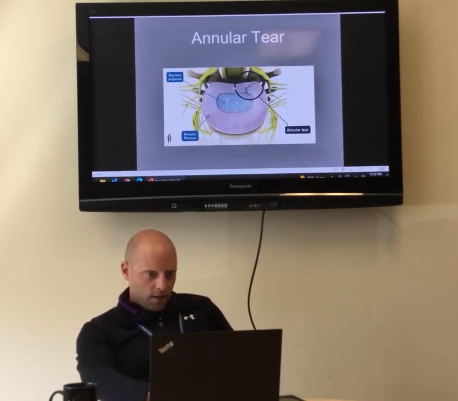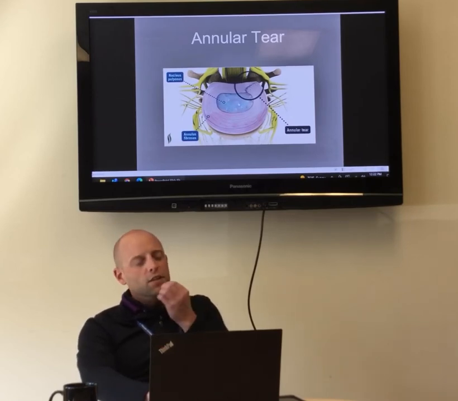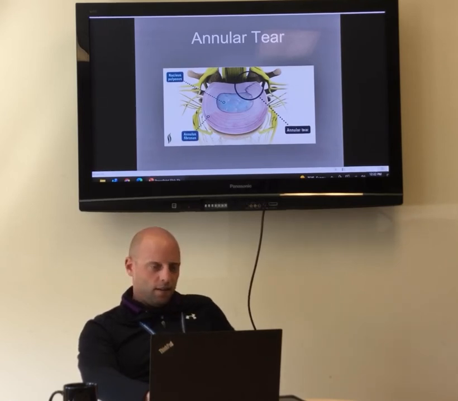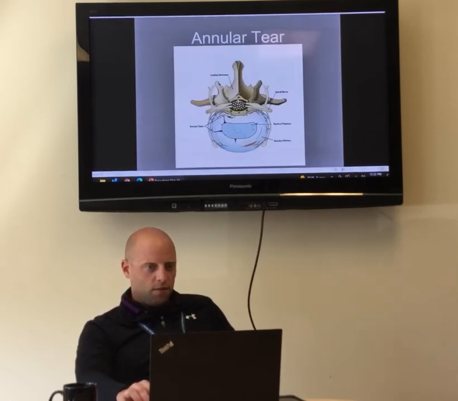So we have our disc, we have our annulus fibrosus around it, the nucleus is contained inside, and you can see this tear going through here. What differentiates this from a disc herniation is the nucleus is still contained inside the disc where it's supposed to be. We'll get to the difference in a minute. This is another diagram of this, and just like with the meniscus, you can have an acute annular tear as a result of an injury, and you can also have chronic annular tears over time, just part of the degenerative process, similar to a meniscus tear.